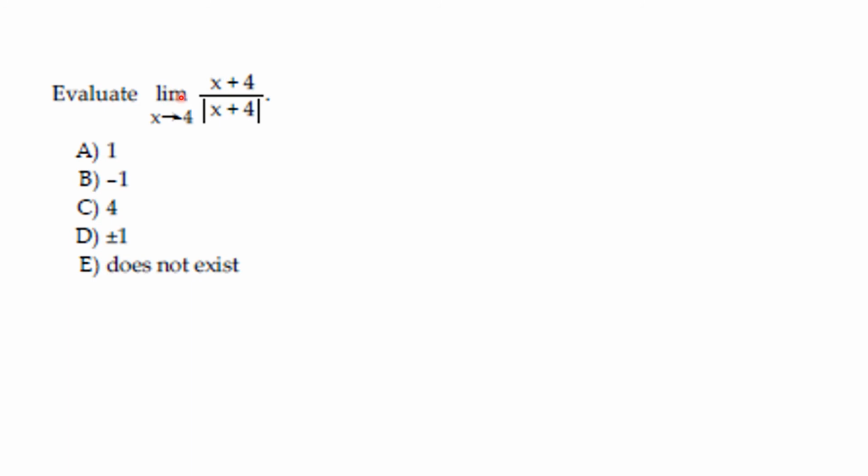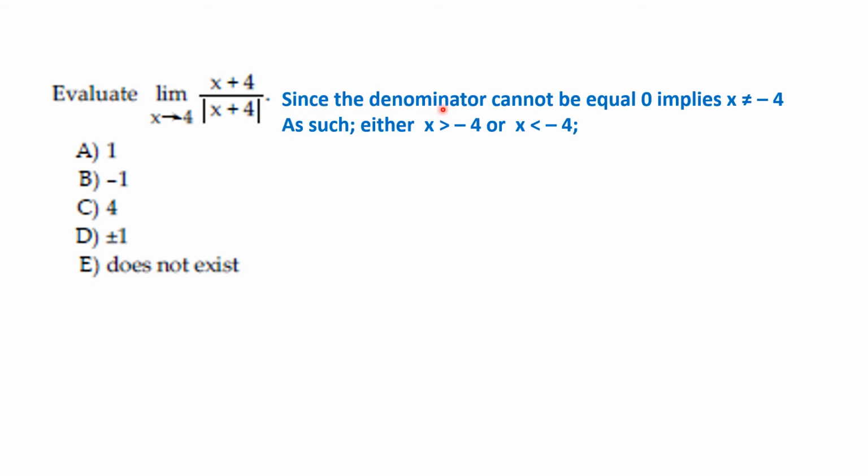Evaluate the limit as x approaches negative 4 of (x plus 4) divided by the absolute value of (x plus 4). Since the denominator cannot be equal to 0, this implies x cannot be equal to negative 4, because if x is equal to negative 4, we'll get an undefined function. That's not allowed. So x cannot be equal to negative 4.